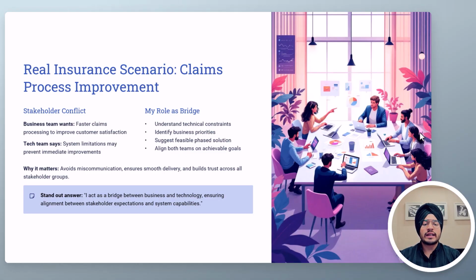Firstly, we need to understand the technical constraint. Then we need to identify the business priorities, meaning how important it is. Then we need to suggest a feasible phased solution. And finally, we need to communicate with the stakeholders so that they are aligned, explaining the reasons for it.